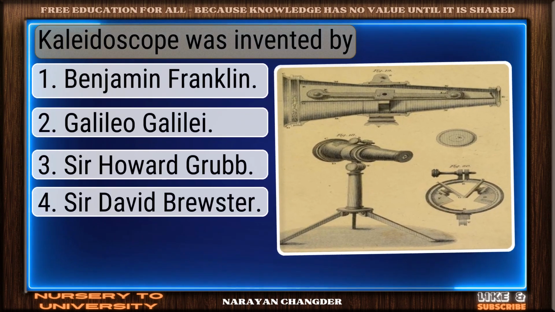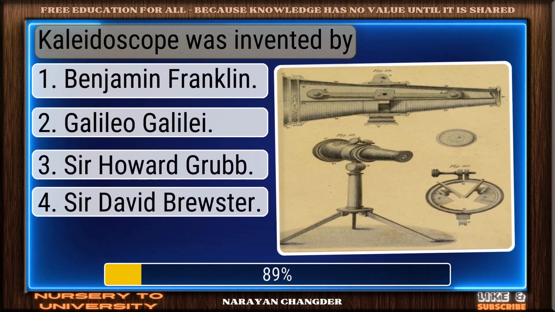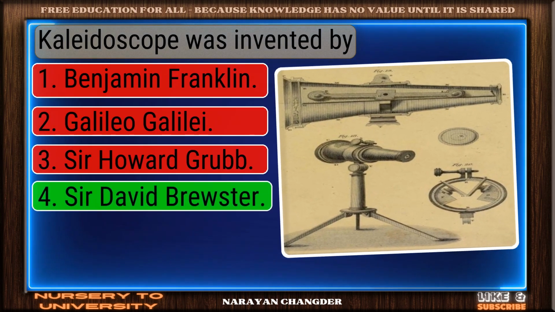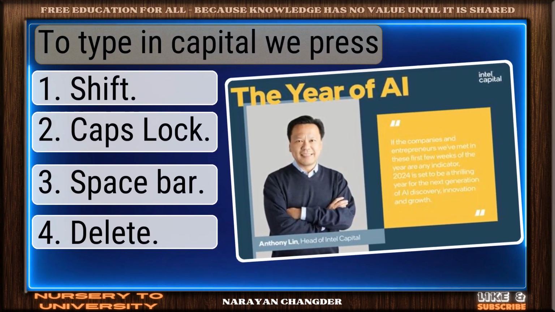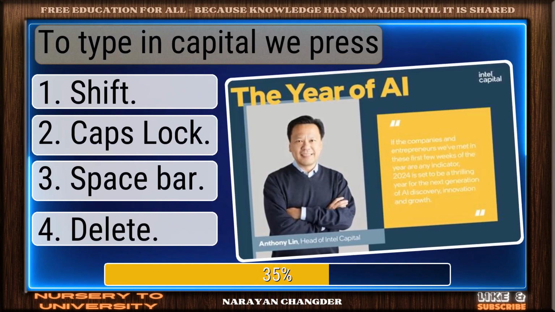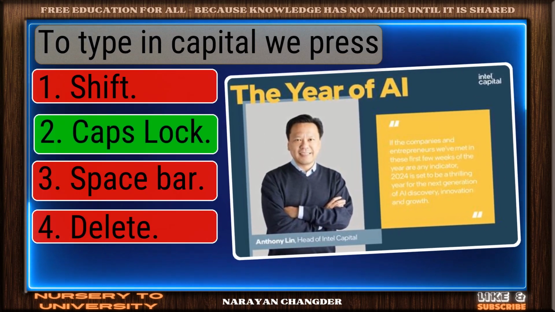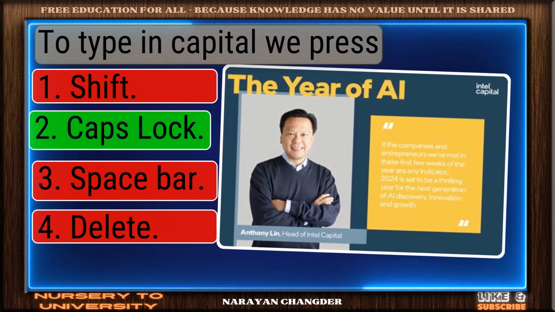Kaleidoscope was invented by? Well picked. Sir David Brewster is the correct answer. To type in capital we press. Correct. Caps lock is the right answer.